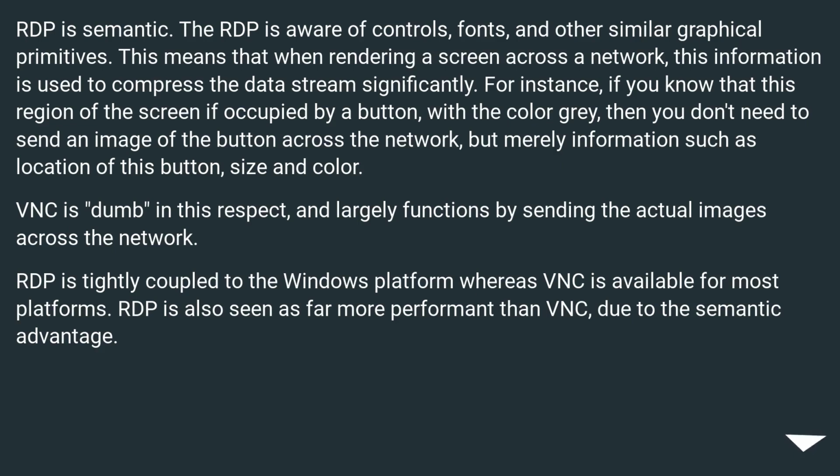For instance, if you know that this region of the screen is occupied by a button, with the color gray, then you don't need to send an image of the button across the network, but merely information such as location of this button, size and color. VNC is dumb in this respect, and largely functions by sending the actual images across the network.